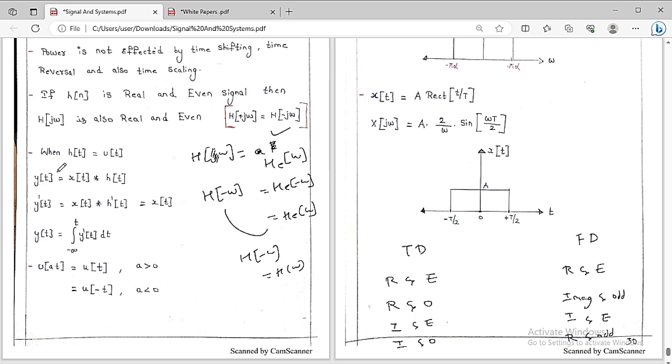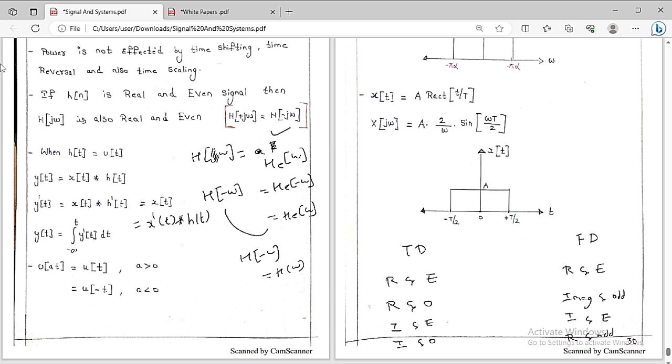So the next thing is, when the impulse response h of t is equal to the unit step u of t, then what is going to happen? y of t is the convolution of x of t with h of t. Then what is y dash of t? I have already told you that y dash of t is x of t convolved with h dash of t, or you can also write x dash of t convolved with h of t. But in this case I will take only this case.